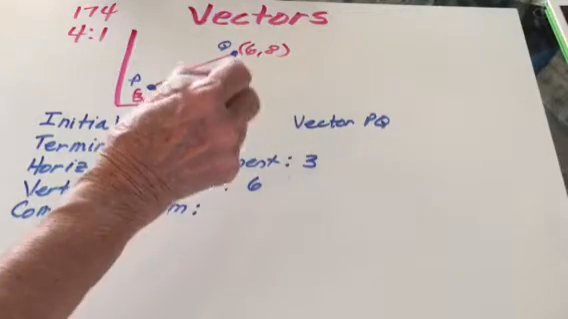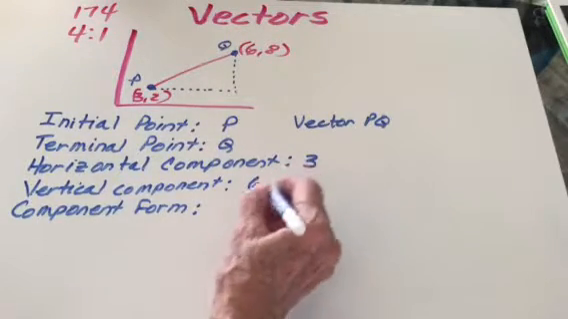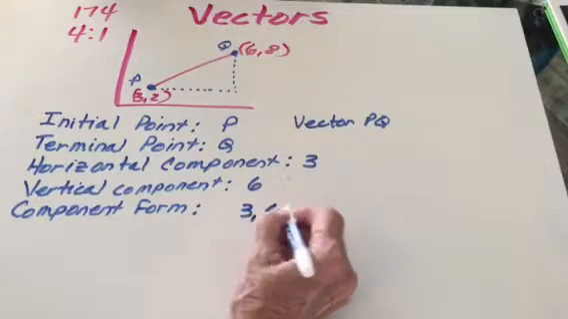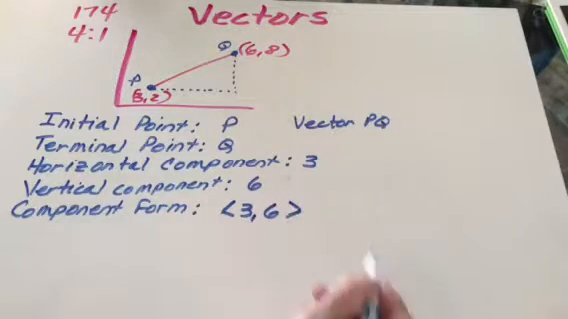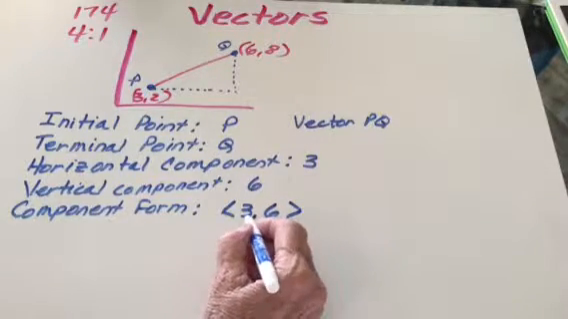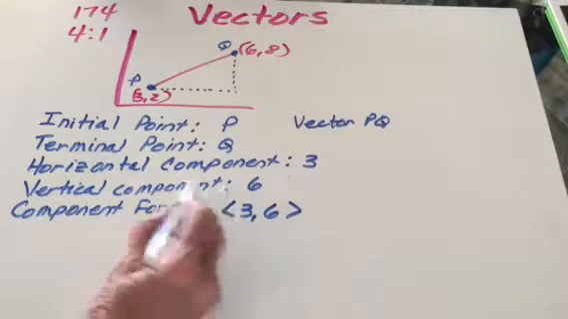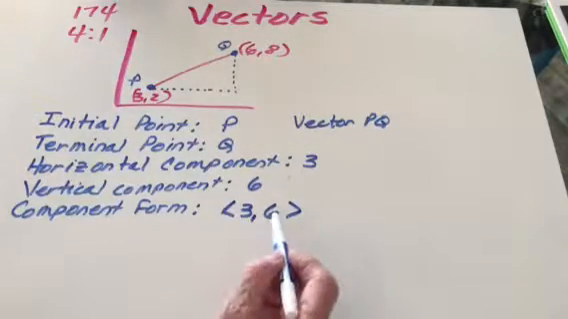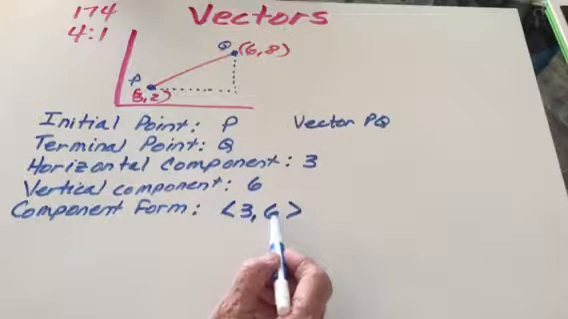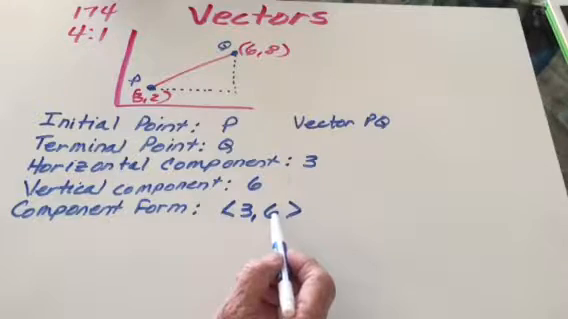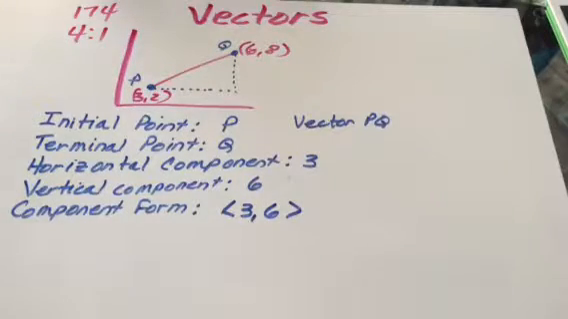So to write the component form of the vector, I say it's ⟨3, 6⟩, but I don't put it in parentheses, guys. I put it in little brackets that look like little arrows. And that is the component form of the vector. That tells me that I went over 3 and up 6 to get to my new point. So that's how I read a vector. The component form is ⟨3, 6⟩. It means I went over 3 and up 6 from the initial point P.